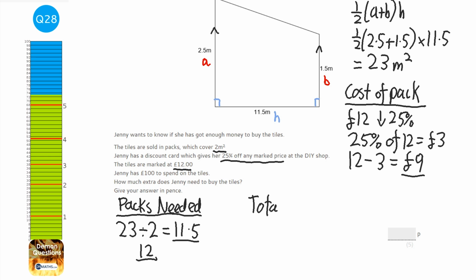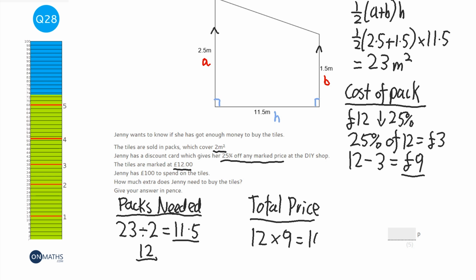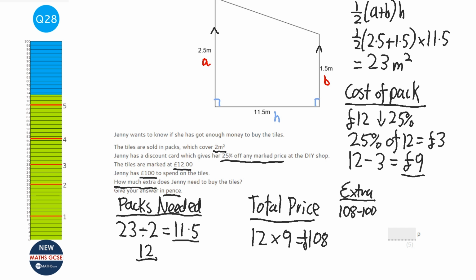So total price. I need 12 packs, and each of them costs £9. So 12 times 9 is £108. So it's going to cost £108. Now, the last bit of the question, she says she's got £100 to spend. How much extra? It wants it in pence as well. My goodness. So we need to do extra, and all I'm doing here is 108, take away 100, which equals £8, which is 800 pence.